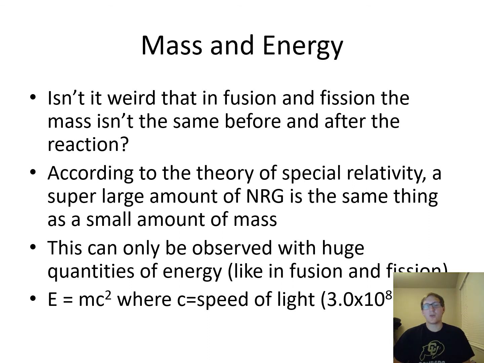E equals mc squared is the equation we use, and I have on there what the speed of light is, and that's 3 times 10 to the 8th meters per second. So if you imagine I am squaring that number, that number is 300 million meters per second, and then I'm squaring it, so 300 million times 300 million, which is a huge number. Okay, that is all I have for you for nuclear chemistry.